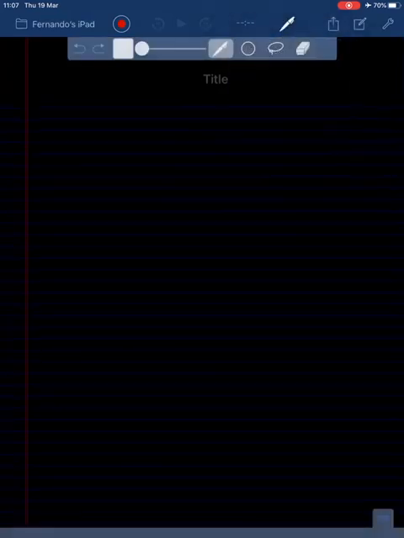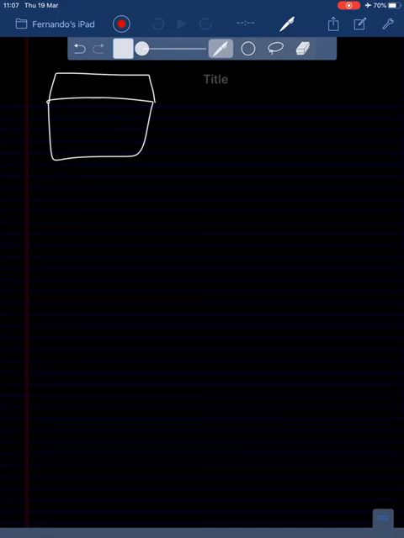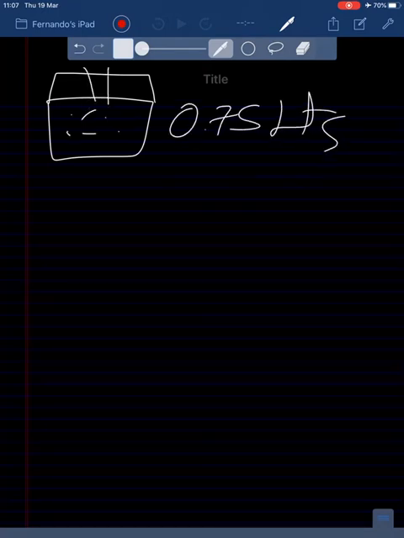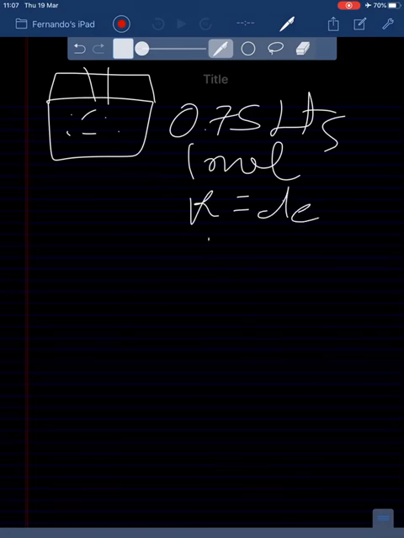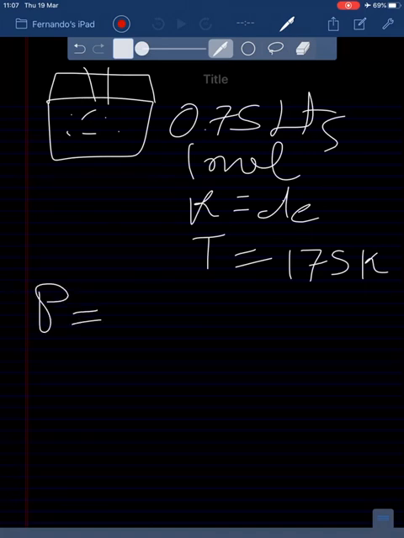So again, I'm going to have the same conditions. I'm going to have my piston of 0.75 liters, and I'm going to have still 1 mole of a gas. But now I'm going to do some changes. R is a constant, so it is not going to change. And what do you think I'm going to do with the temperature? Now I'm going to change it to 175 kelvins. So let's make the substitution here. I already know the dimensional analysis, so I don't have to waste time on that.